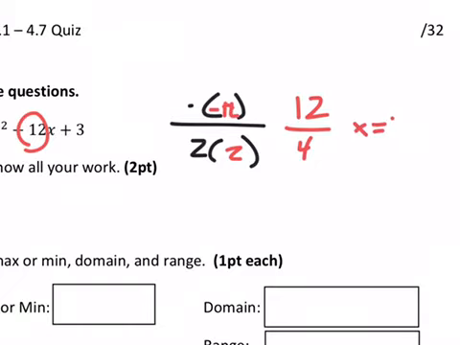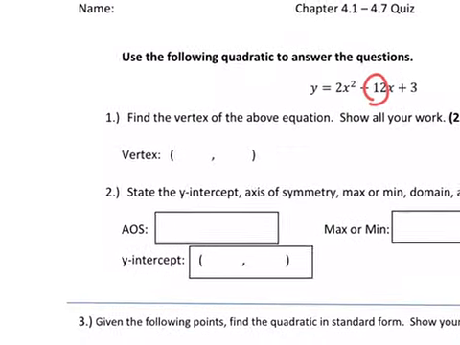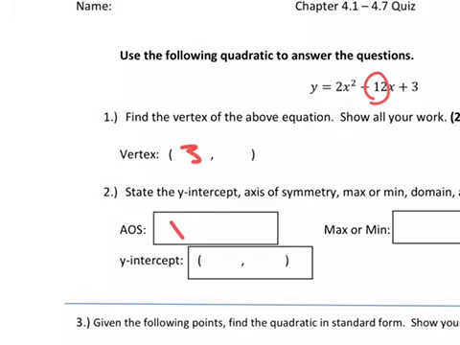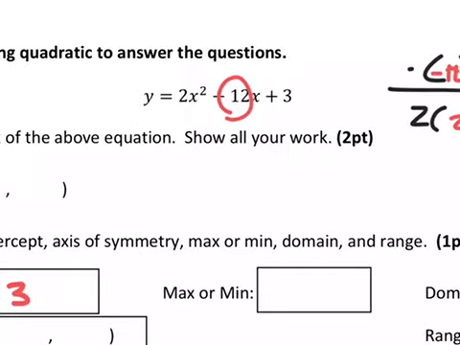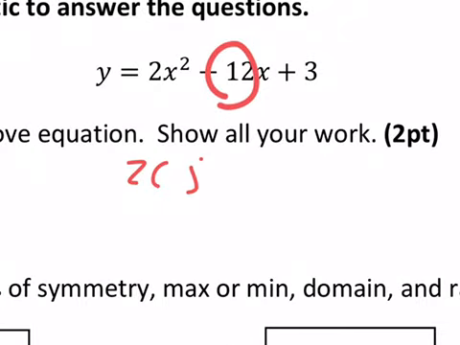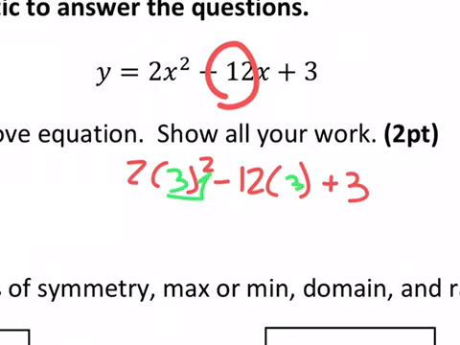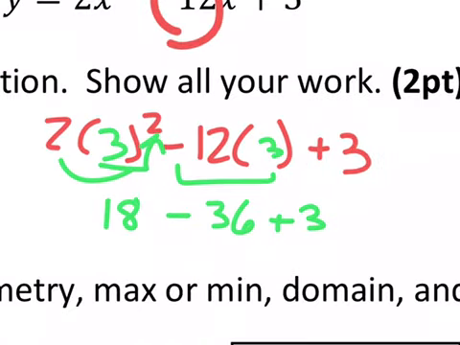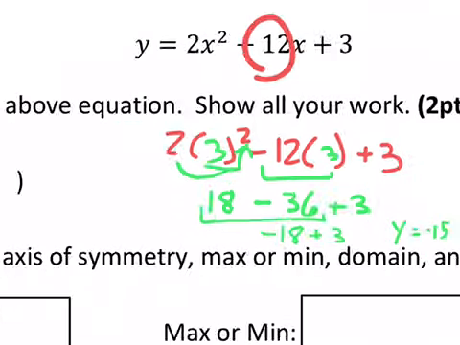So our x-coordinate of our vertex is a 3. Also tells me my axis of symmetry is x is equal to 3. Now to find the y-coordinate, we're taking our original equation and plugging in that x value. So we plug in our 3. 3 squared is 9, times 2 is 18, minus 36, plus 3. Add those up, we'll get a negative 18 plus 3. Tells us that our y is a negative 15.